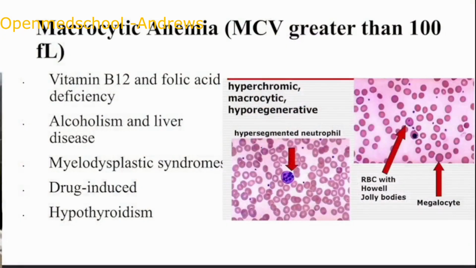Then we come to macrocytic anemia. When the MCV is more than 100, you can say it is macrocytic anemia. The most common causes are B12 deficiency, folic acid deficiency, alcoholism, liver disease, sometimes myelodysplastic syndromes. Certain drugs like zidovudine and hypothyroidism can also produce it. So in macrocytic anemia, classically the most common cause is B12 or folic acid deficiency. In alcoholic patients you can get it, in hypothyroidism you can get it, and as mentioned, in myelodysplastic syndrome also we can get this.